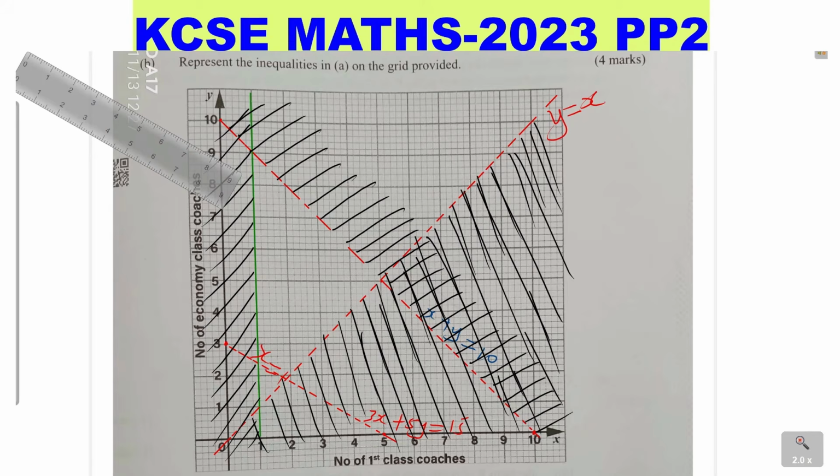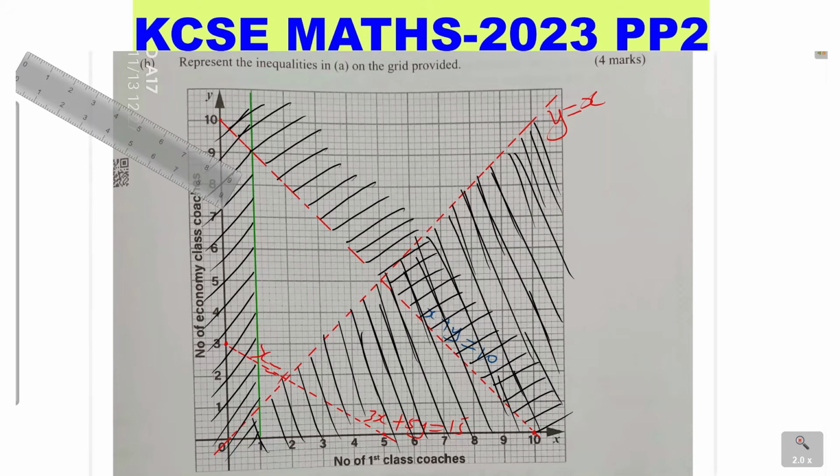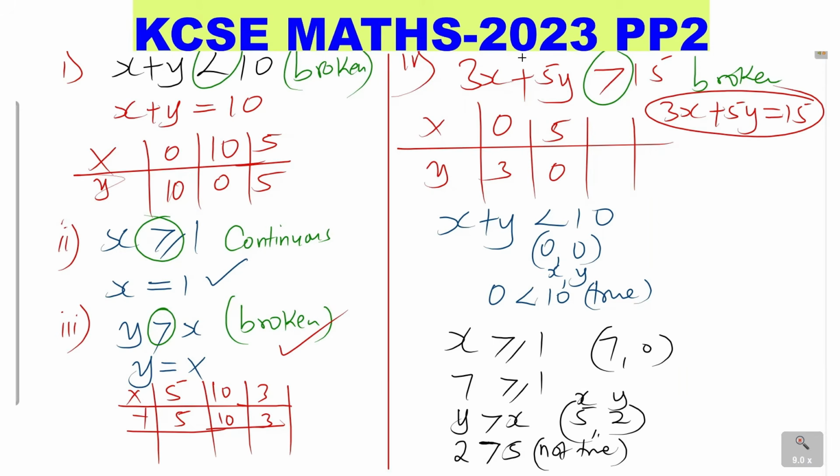Now, after doing that, we are remaining with the last line, which is 3x plus 5y is greater than 15. So again, this is the line. We want to establish whether this side or this side will satisfy. So let me pick a point on this side, that is (0, 0). I'll pick (0, 0), like that.